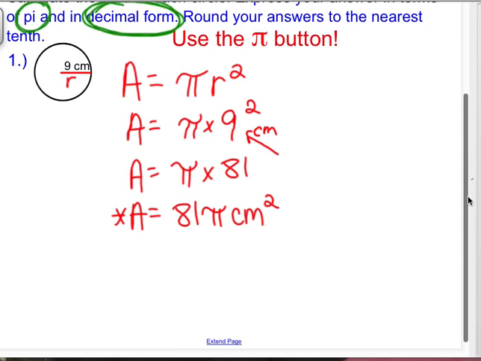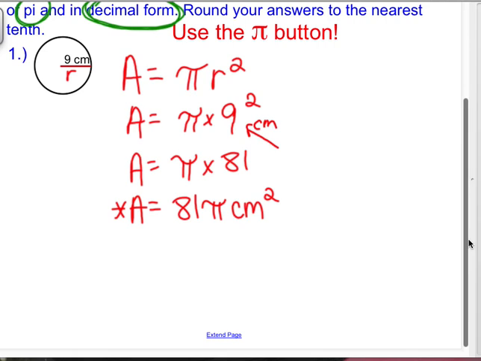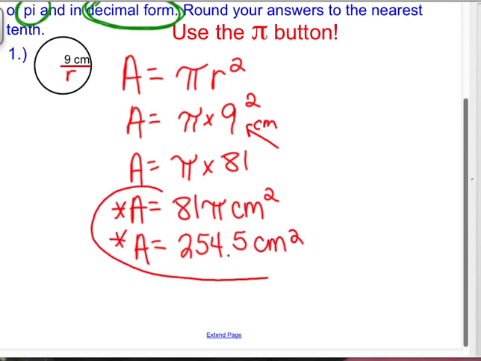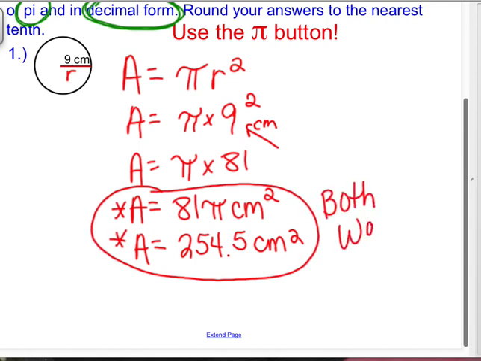Now it also asked us to write our answer in decimal form. So now is when you're going to use your calculator and you're going to type in 81 times the pi button and you're going to round it. And that is the other correct answer. You absolutely need to have them written both ways. This is writing it in terms of pi, and this is writing it as a decimal, which basically means you just finish the problem on your calculator. So, that's what that means.